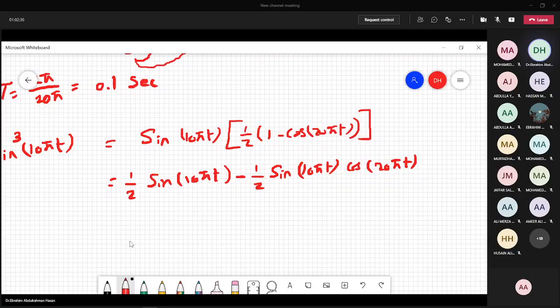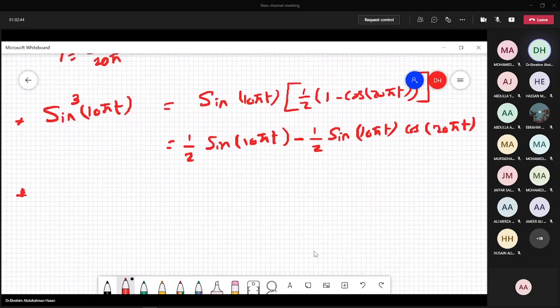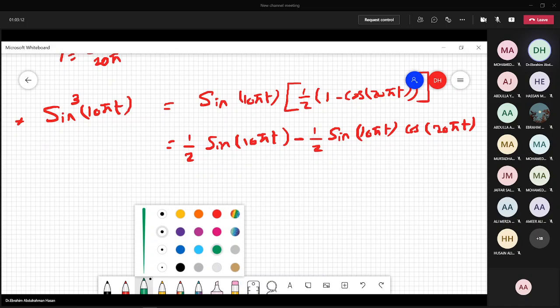Okay, is it periodic? Yes, it is periodic. Let's see how we get its period. Okay, for this side we know what the period is. This is easy. For this term, it is just 2 pi divided by 10 pi. But what about this? How do I deal with this one?